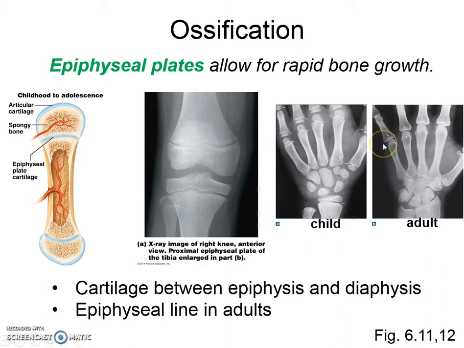So again, what you would look for is the presence of an epiphyseal plate. If you find the epiphyseal plate, you know it's a child, but if you only find this little epiphyseal line, then you know it's an adult.